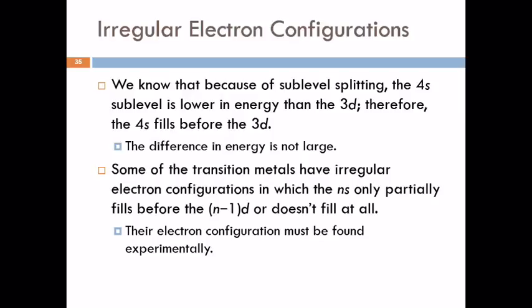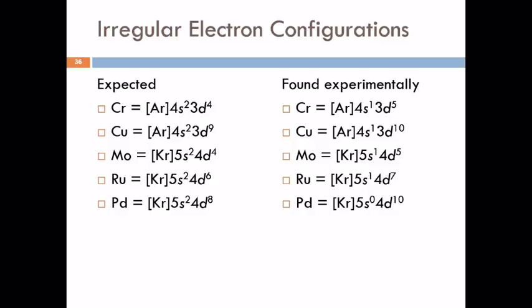And what will happen is the ns, say the 5s level, will only be partly full, and then there's 4d electrons also. And these irregularities, we find them experimentally, and then we can kind of make up some excuses for them, or some reasoning behind it, but you can't just flat out predict which ones. And I'm not going to take you to task on these either, but I think it's important to understand that they exist. So if we look at chromium, this is the expected electron configuration for chromium.